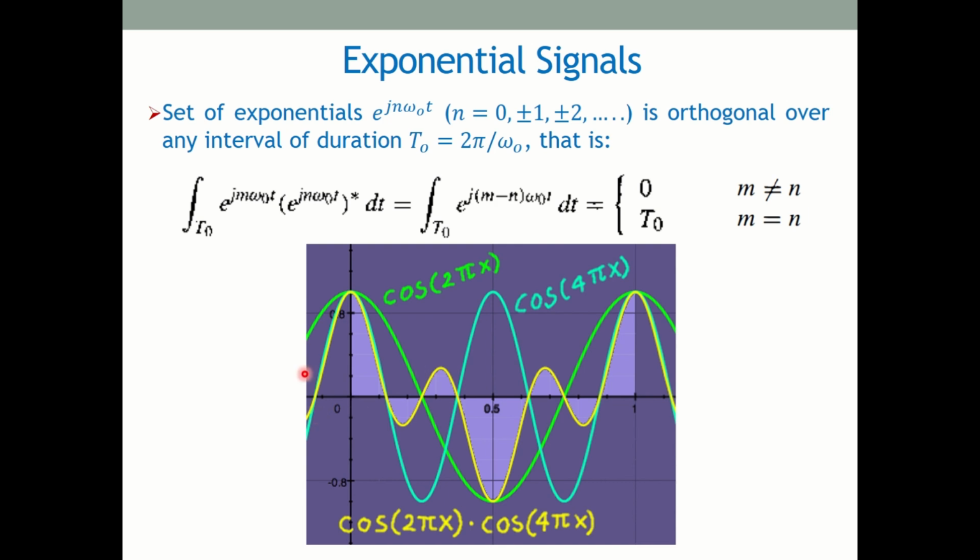This figure shows some exponential terms. This basically shows the real part of a complex exponential. As we'll see later, there is an imaginary part as well. When they are combined, we get the combined exponential signal. This shows the product of two cosines that have different frequencies. The frequency of 4 pi x is 2 times that of 2 pi x, and the product is shown in the shaded region. So this is how we can imagine the product of two cosines or complex exponentials.